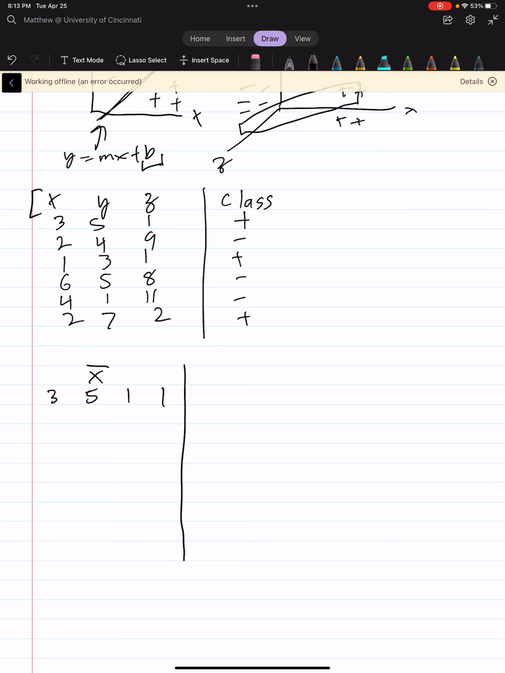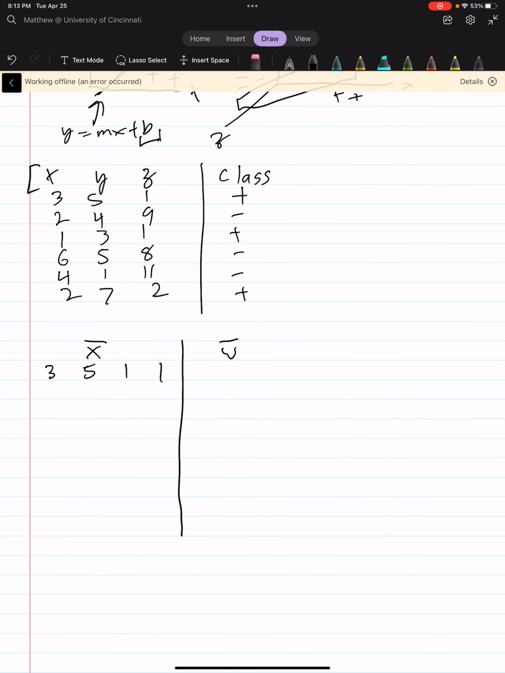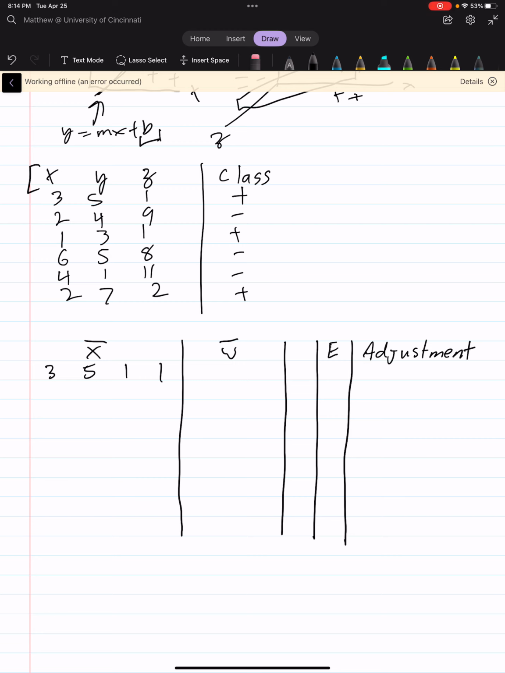And then we're going to have a weight vector. This weight vector is our perceptron. We're trying to train this boundary that separates the pluses or minuses so we can predict future ones. That is going to give us some value, and then we potentially have an error, and then we have our adjustment options. So this is an example he did in class.